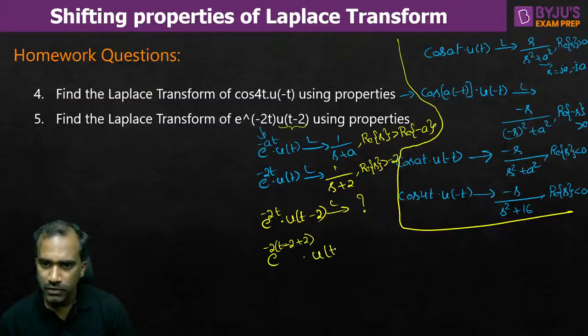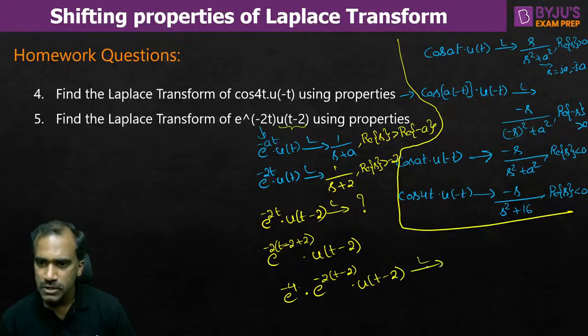Into u of t minus 2. Now this 2, I'll put it outside, which is e power minus 4, right? t minus 2 plus 2. This plus 2 into minus 2 is minus 4. e power minus 4 outside into e power minus 2 into t minus 2 into u of t minus 2.